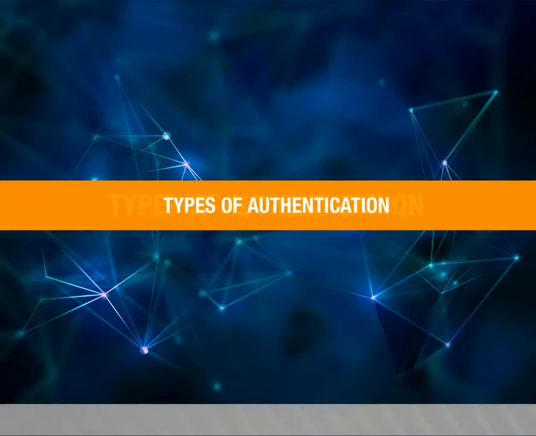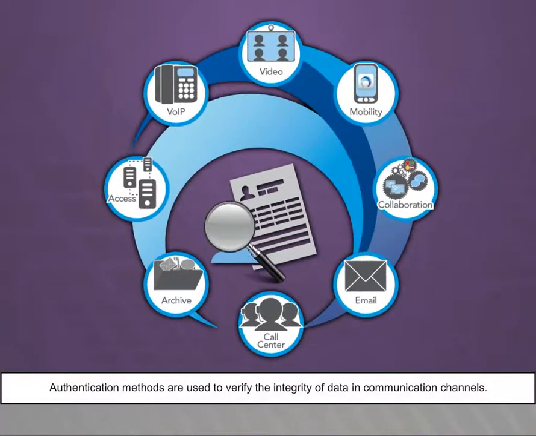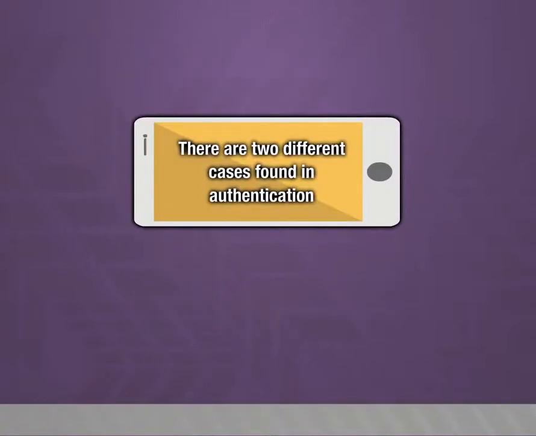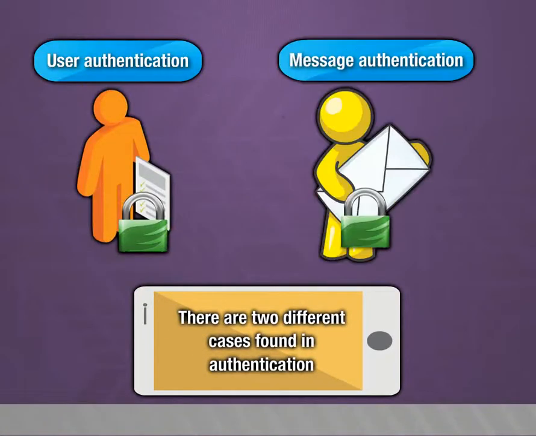Types of authentication. In this video, we are going to see about types of authentication. Authentication methods are used to verify the integrity of data in communication channels. There are two different cases found in authentication: user authentication and message authentication.